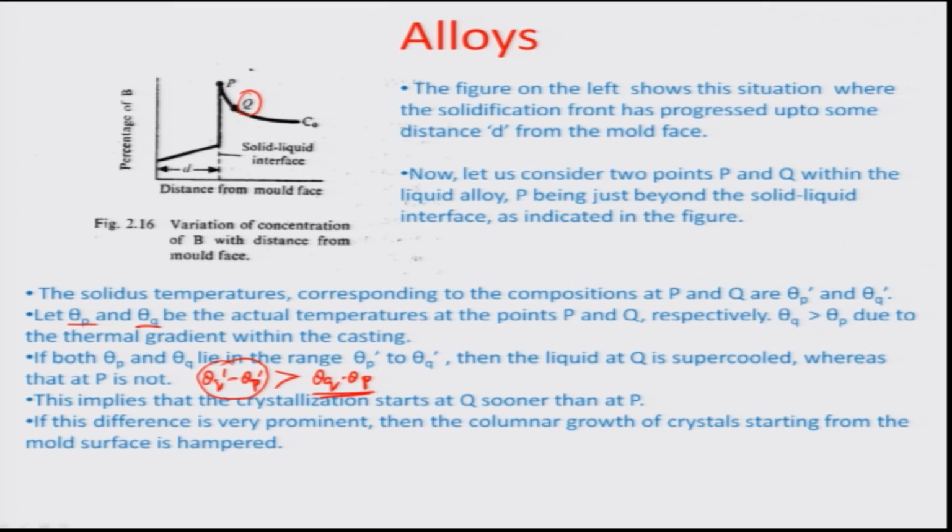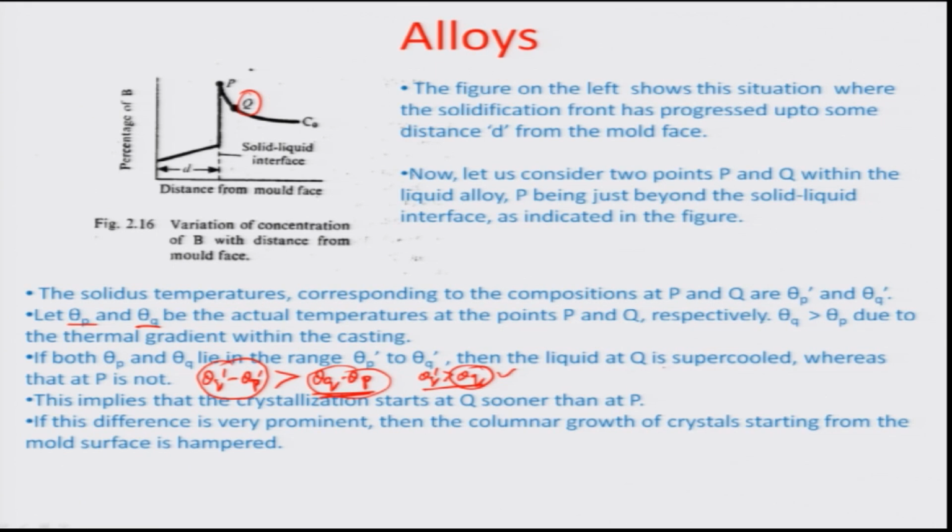Okay. So, still there is a case where this theta Q minus theta P, the actual temperature difference between the points Q and P, is lesser in comparison to theta Q dash minus theta P dash. So, this can only work out if theta Q dash is higher than theta Q. Okay. So, very importantly, if such a situation happens when theta Q dash is higher than theta Q, then we can say that the liquid at Q has started to solidify because it is being supercooled.